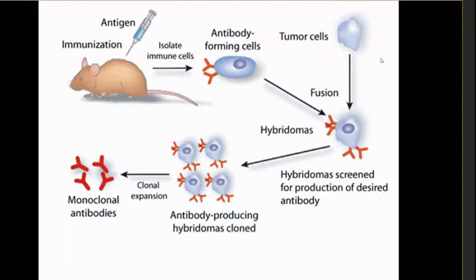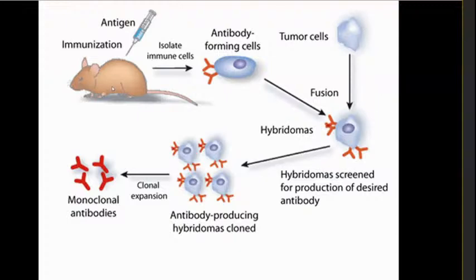The hybridoma cell is an empty cell without a nucleus, which can be grown in large numbers. Fusing the B cells with the hybridoma cells is a very important step in monoclonal antibody production.